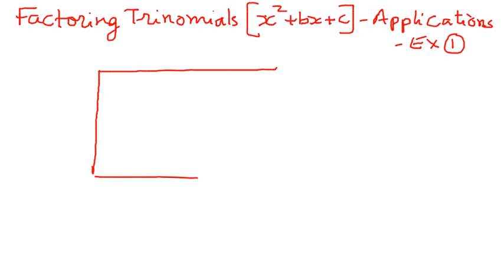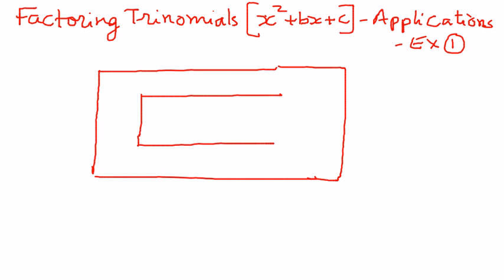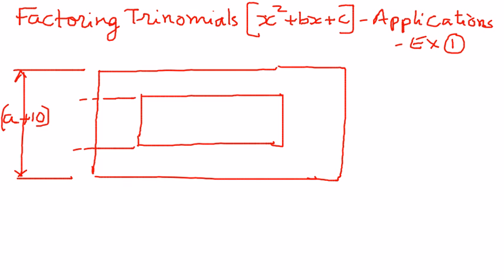We have a rectangle of this type. We have an outside rectangle like that, and we have an inside rectangle like this. And if the outside rectangle dimensions are given to us, the short side dimension is given to us as a plus 10, and if the dimensions from the inside of the rectangle to the outside of the rectangle are given to us as a over 2, and this dimension here is given to us as a over 2.